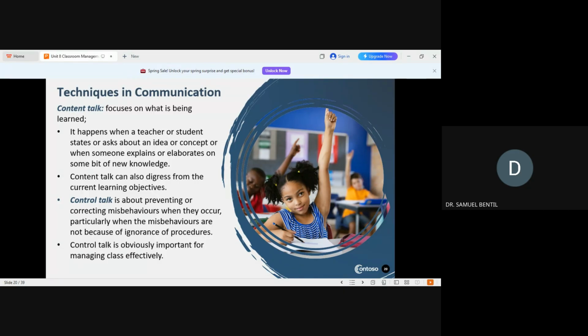of ignorance of procedures. So control talk are basically the rules or the measures you put in place to ensure that students behave well in a classroom. That is why it is important that as a teacher, the first time in your class, you must spell out your rules of engagement. Let your learners be guided about it, so that they will focus as well. So we are saying control talk is obviously important for managing class effectively.